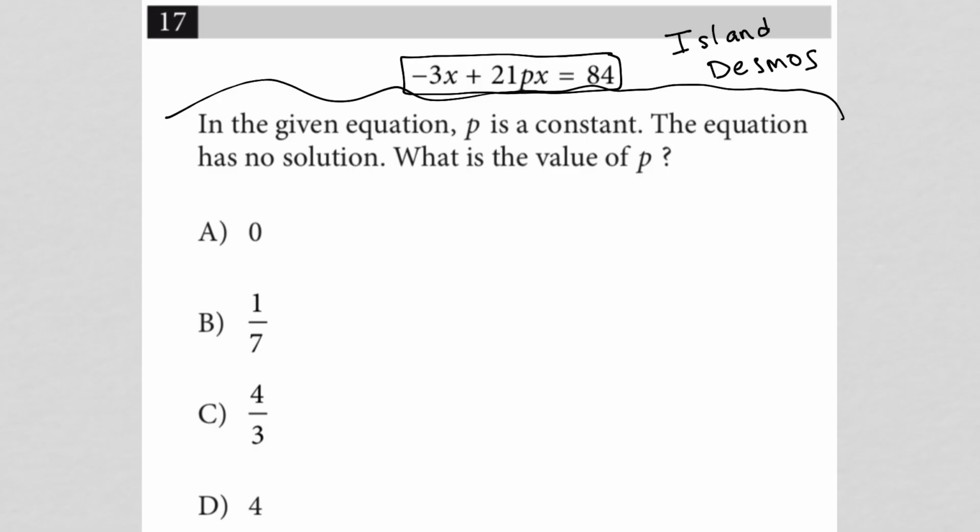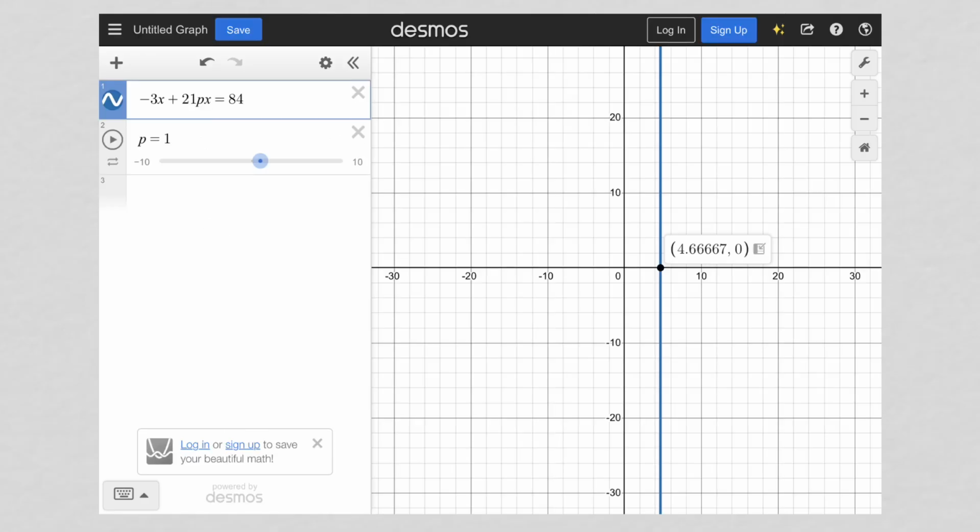So we have negative 3x plus 21px equals 84. So you can see here, that's exactly what I input. I add a slider for p, and by default, DESMOS sets p equal to 1. So this is a graph that you should have if you follow the strategy and just input the island, or the equation up above the question, directly into DESMOS.